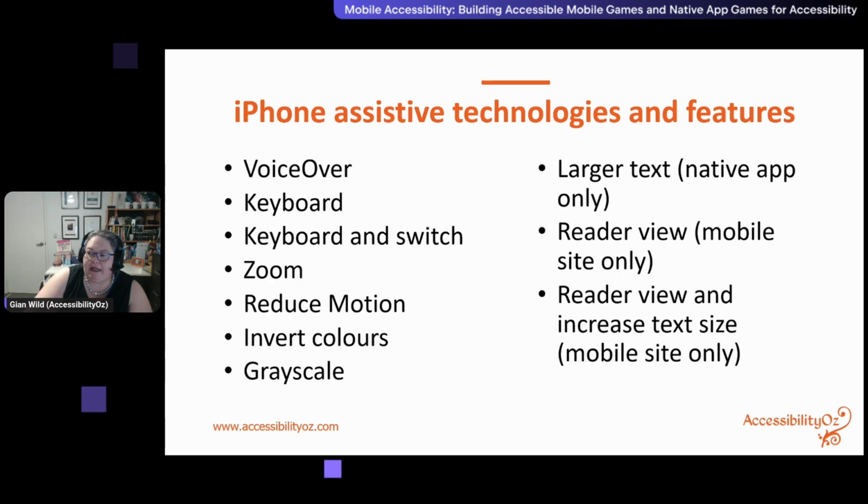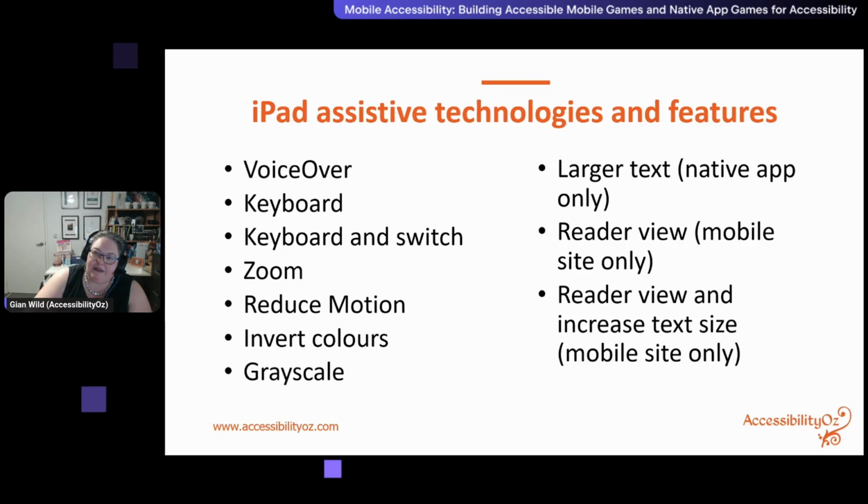For iPhone, it's VoiceOver, keyboard and switch, zoom, reduce motion, invert colors, grayscale, large text for native apps only, reader view for mobile site only, and increased text size for mobile site only. Now, exactly the same assistive technologies also need to be tested on an iPad if you are testing for iPads, because it uses a completely different operating system. So if it works on your iPhone, it doesn't necessarily mean that it works on your iPad.